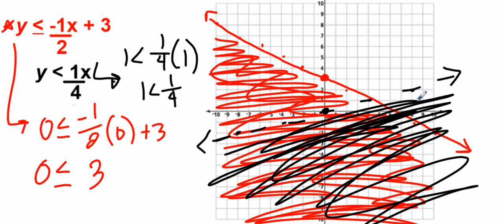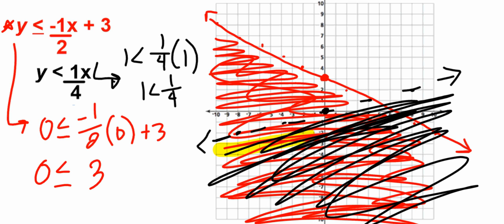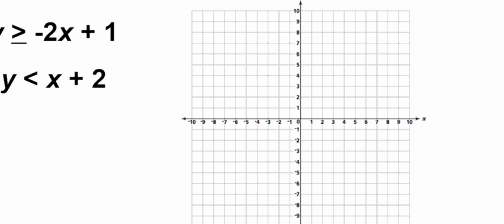Now, as you can tell, there's a section, and I will highlight it. There's a section right here that has both the black and the red shading, or the double shading. That means all those points in that double shading are solutions to the system of inequalities. Let's do another example.